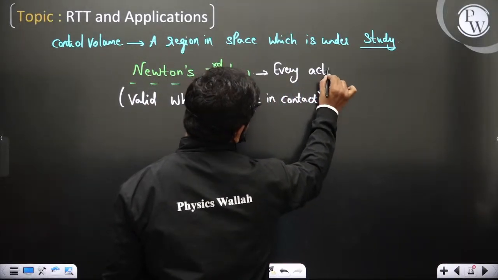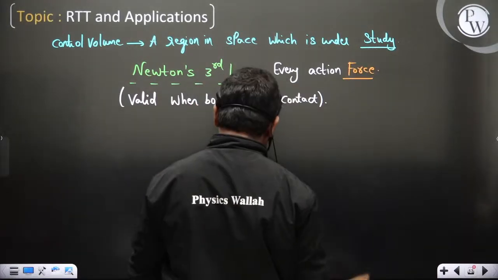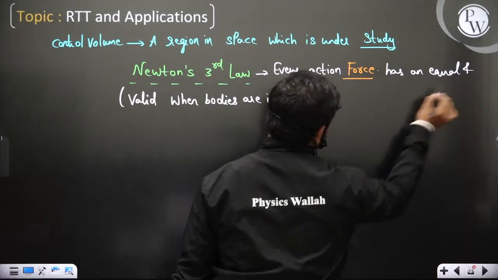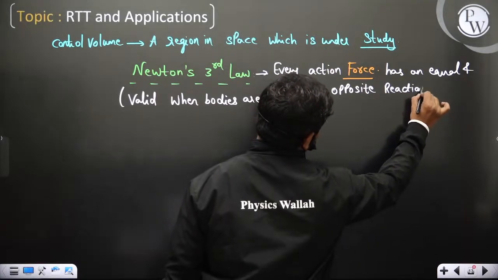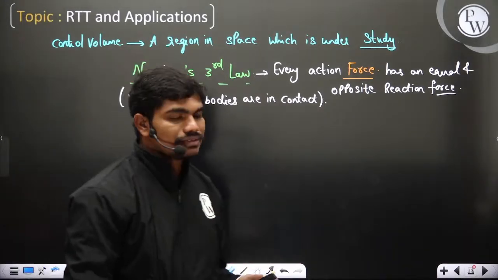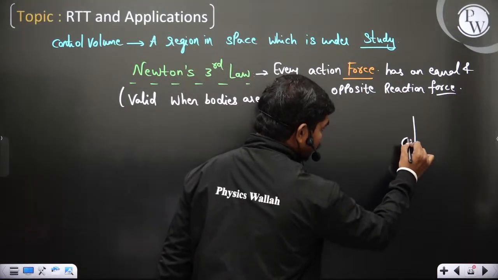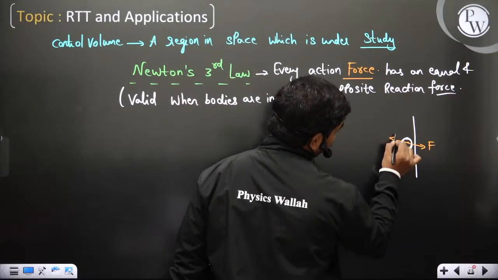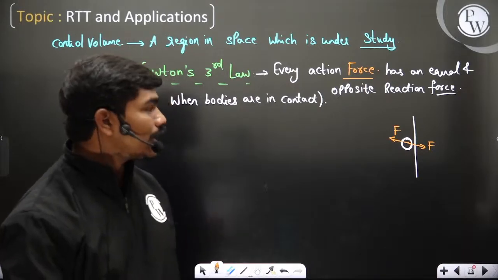I have never seen this word in any of the textbooks that I have seen in school. Every action force has an equal and opposite reaction force. Now, whenever this ball and wall are in contact with each other, when this applies a force F on this, this will also apply a force F exactly in a line but in the opposite direction. Yes, every action force has an equal and opposite reaction force.